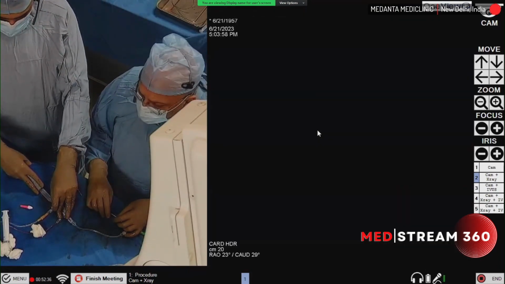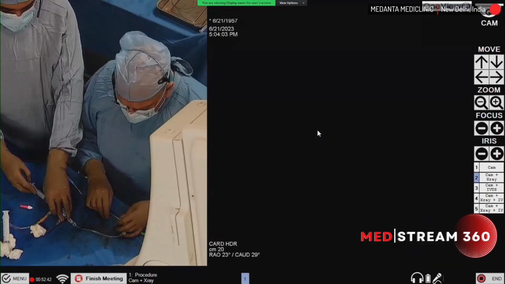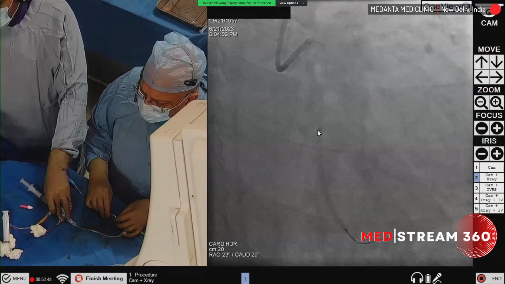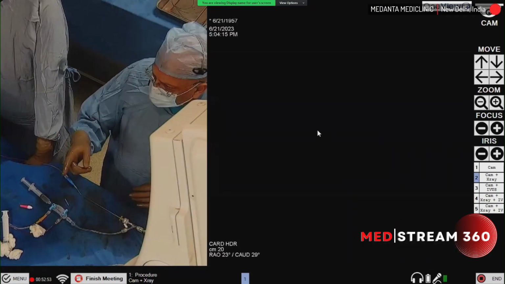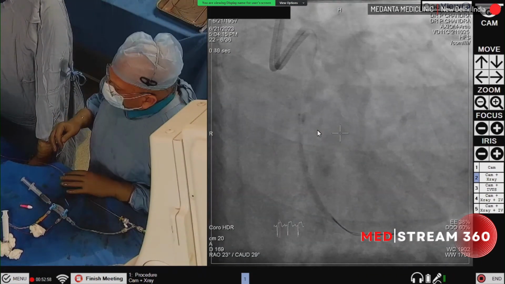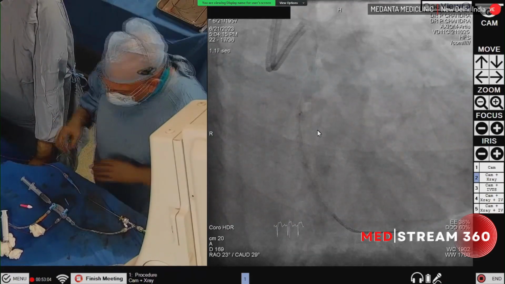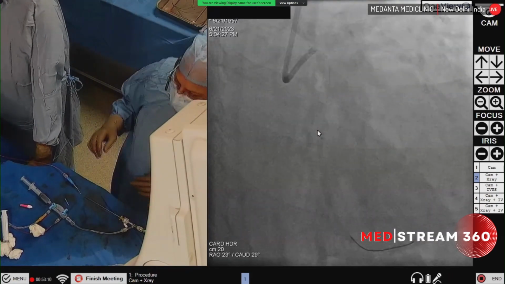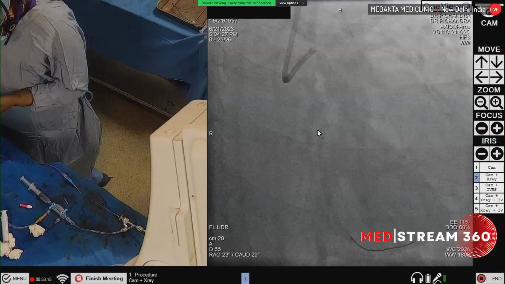Yes. Okay. We can check again a little bit. Okay. Go up, please. 2, 4, 6, 8, 10. Okay. So now you can remove it so that we see it a little bit better. Yeah, you can see that it's a balloon 2.25 by 40, which has been inflated up to 10 atmospheres. We can go up to 12. 12, please. Okay. So we'll keep it for about 1 to 2 minutes. If she can tolerate, we'll go up to 2 minutes.